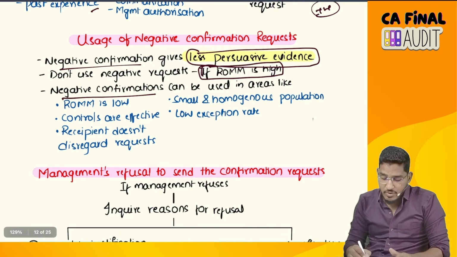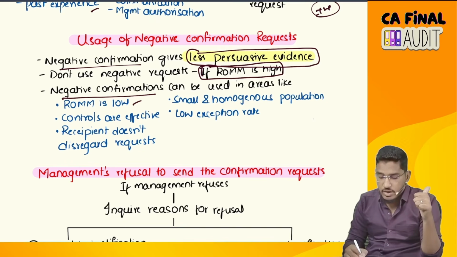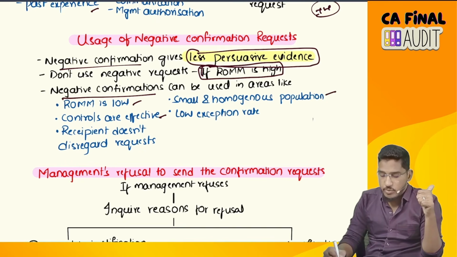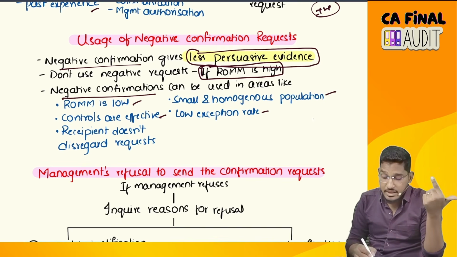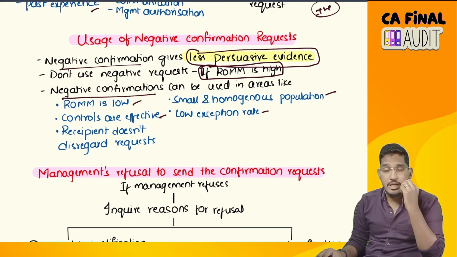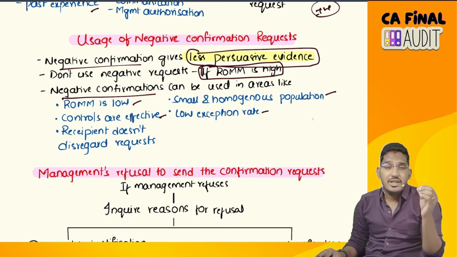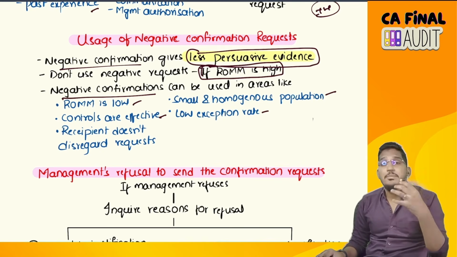What are they? Number 1, risk of material misstatement is very, very low. Controls are effectively operating in that area. The population is very small and contains homogeneous transactions. A very low exception rate you are expecting, and the recipient doesn't disregard the request. That means you know the recipient very well, that if he sees the request, he will definitely respond. So you don't have any information which makes you believe that the recipient will disregard it.